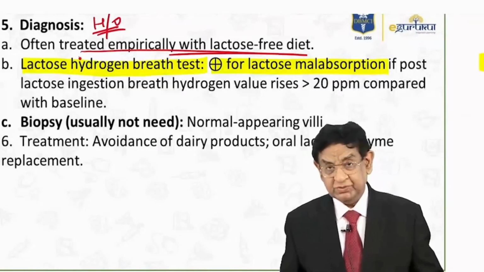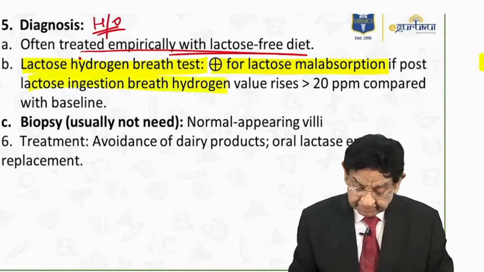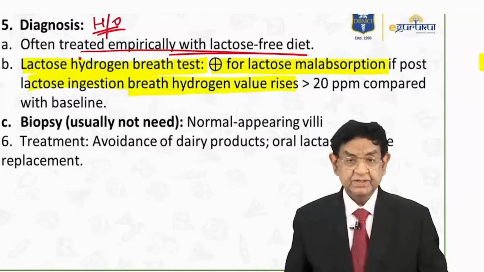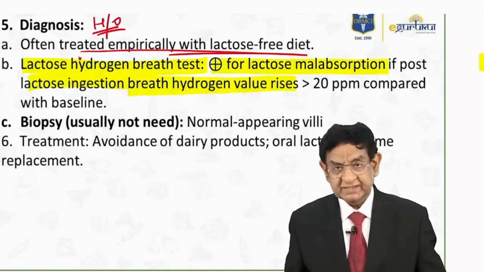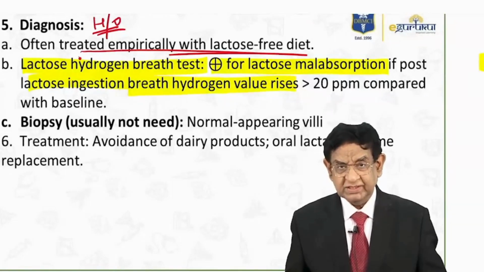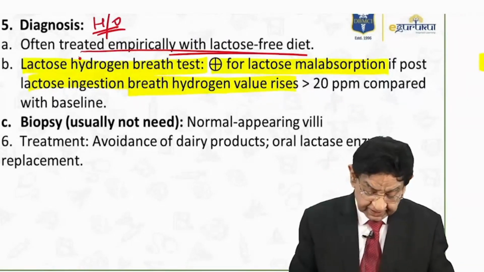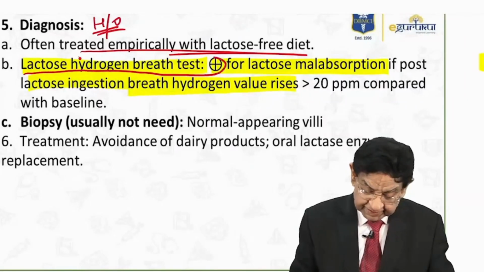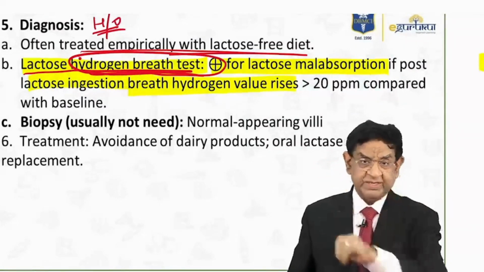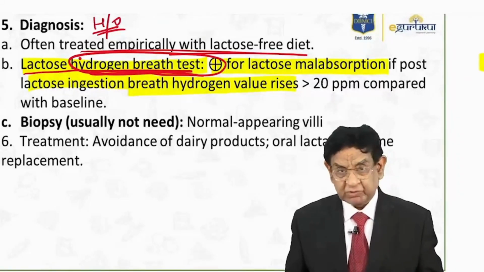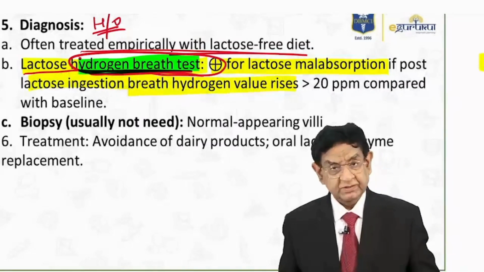So what happens? You give lactose, and after that, of course, you analyze the breath hydrogen values. If the value increases, okay, that indicates the patient has lactose intolerance. Is anybody going to ask you the procedure? Not at all. What you have to remember is only this thing. Lactose hydrogen breath test, or they will simply say hydrogen breath test is positive in which condition? The answer shall be lactose intolerance. They will invariably ask you about the hydrogen breath test, right?